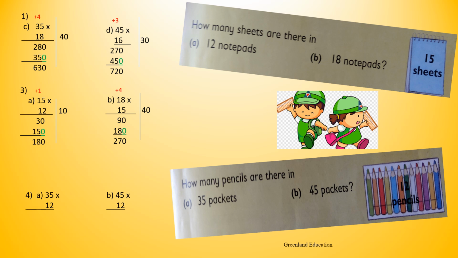Then we'll move to question number D. 45 multiplied by 16. Now, first we'll multiply 45 by 6. 6 times 5, 30. From 30, put 0 below 6. Take the remaining number 3 as plus 3 and write above number 4. 6 times 4, 24. 24 plus 3, 27. So the number is 270.